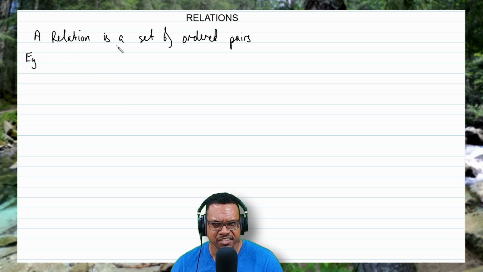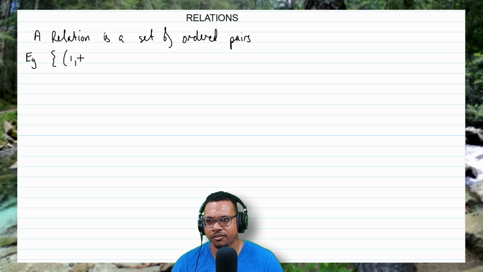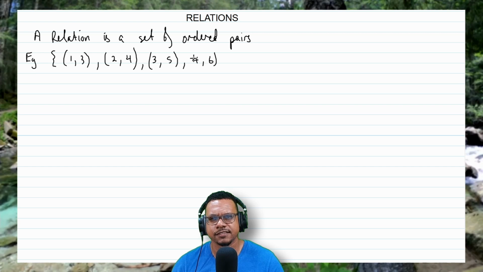So we're saying here that a relation is a set. So we're going to have the curly brackets for a set. Then we are saying it's a set of ordered pairs. So ordered means order is important and pairs means two. So I'll give my first example of an ordered pair. I'll have 1, 3. Then my next ordered pair, I'll put 2, 4. Then I'll have 3, 5, 4, 6, and 5, 7.